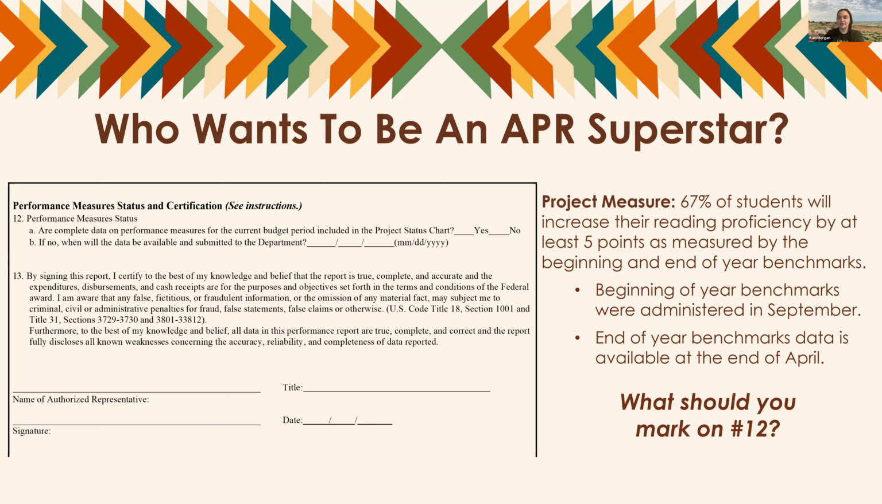Okay, and one more scenario to think through. In this case, 67% of students will increase their reading proficiency by at least 5 points as measured by the beginning and end of year benchmarks. So the end of year benchmark data is data from April. Beginning of year benchmark is data from November. So will they have complete data? You're just basing it off of just this project measure. So if this is what they're submitting, would they have complete data?